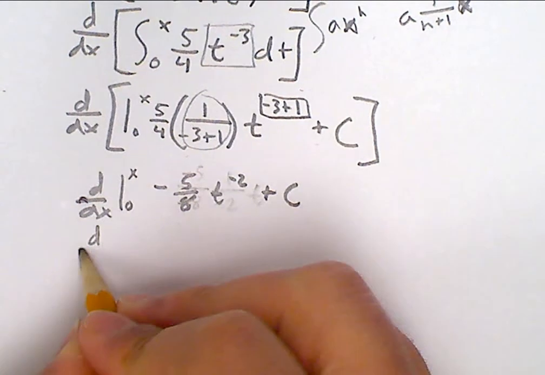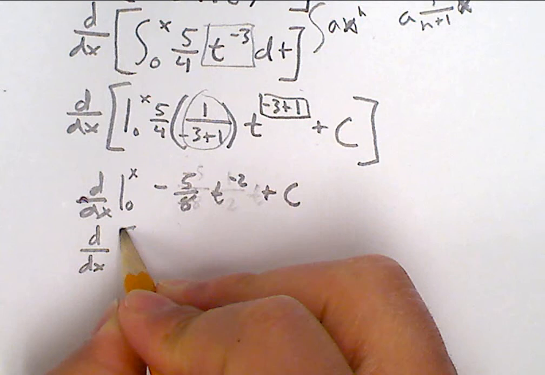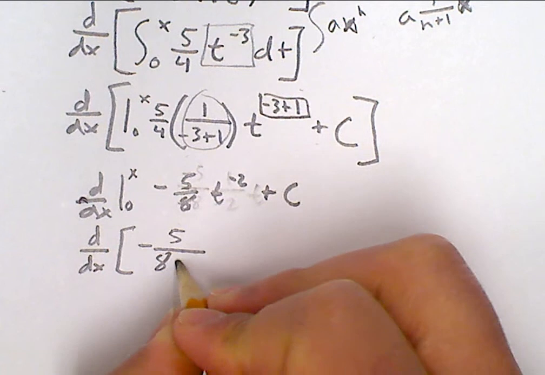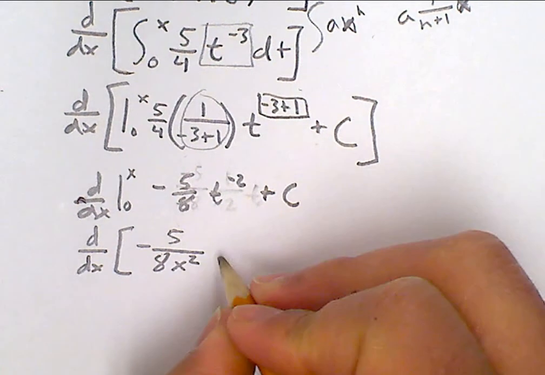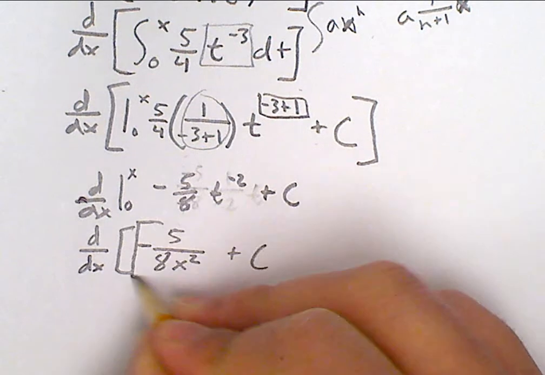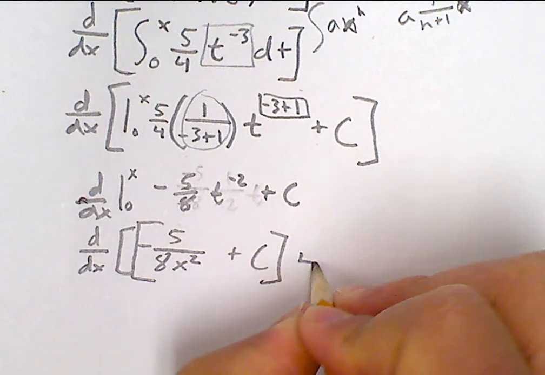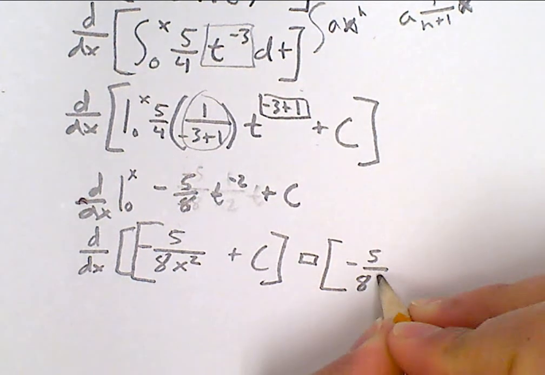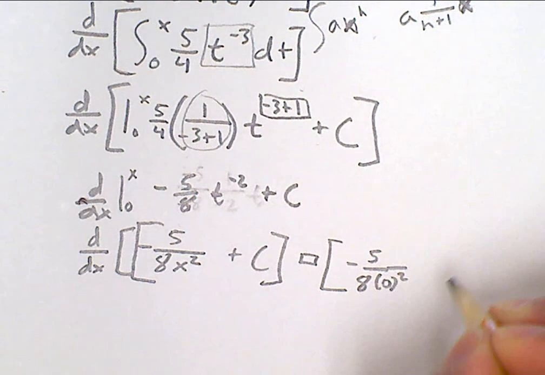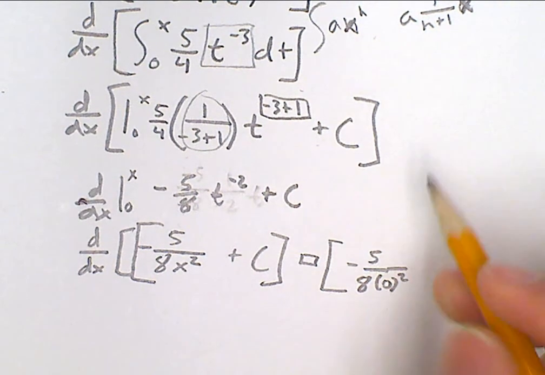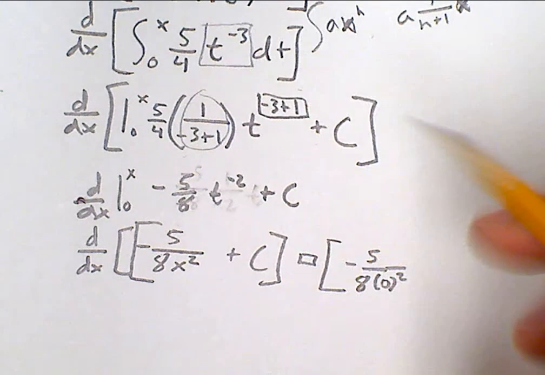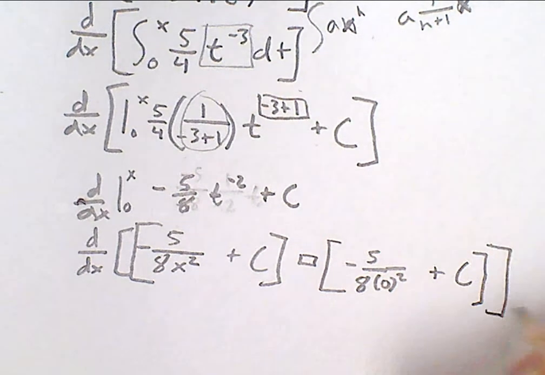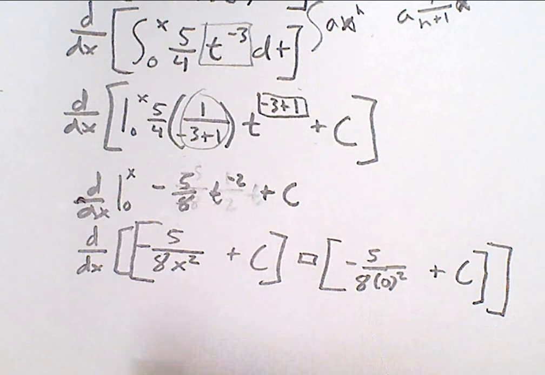All right, I'm just moseying along here. This shouldn't take much longer. And I'm switching it to negative 5 over 8, x squared plus c. Negative 5 over 8, 0 squared. Uh-oh. That's undefined. I probably should have picked a better lower limit. Hey, if you get something undefined, that's just totally my fault. You shouldn't get something undefined. All right. My fault.